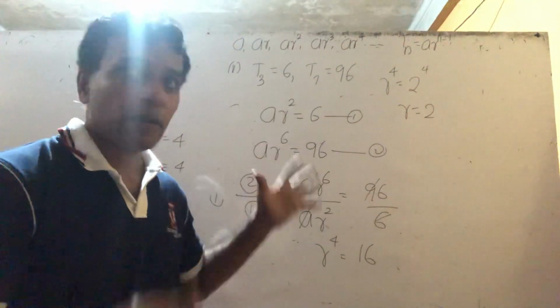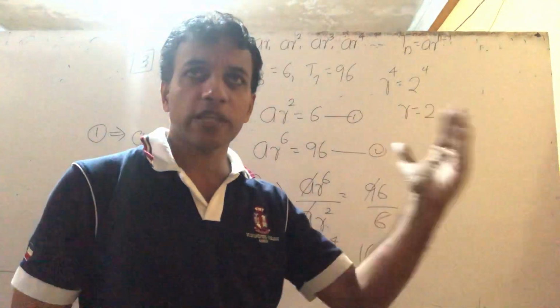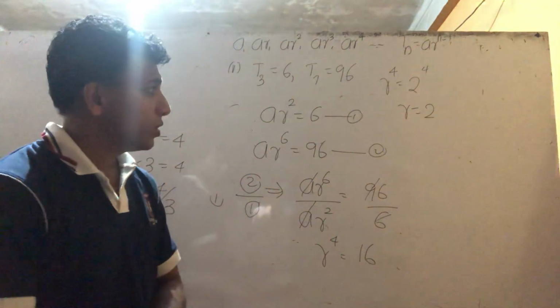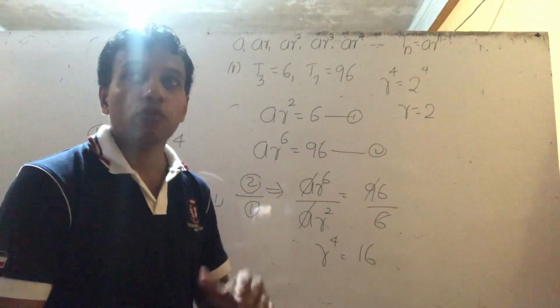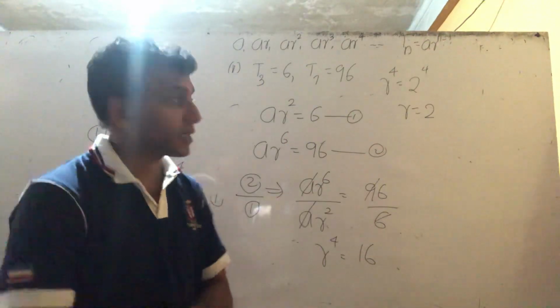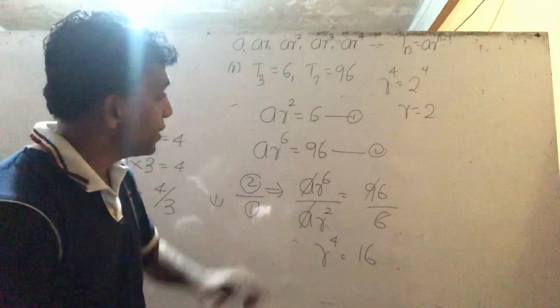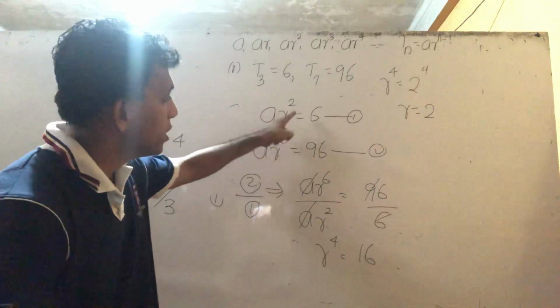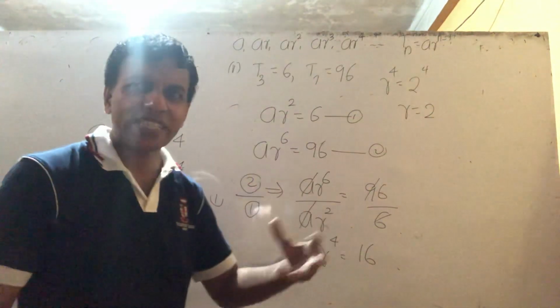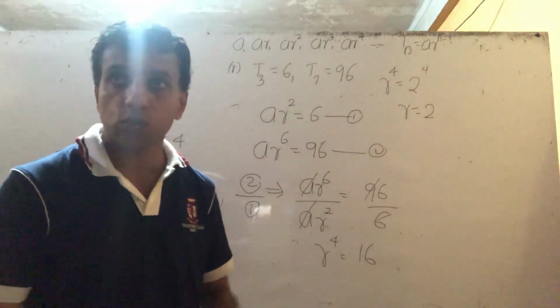This problem you can get up to 4 marks, a 4 marks question in any exam papers, right? So you know the R. Now go to find the A answer by substituting R is 2 here. You select whichever is the easy equation to substitute.